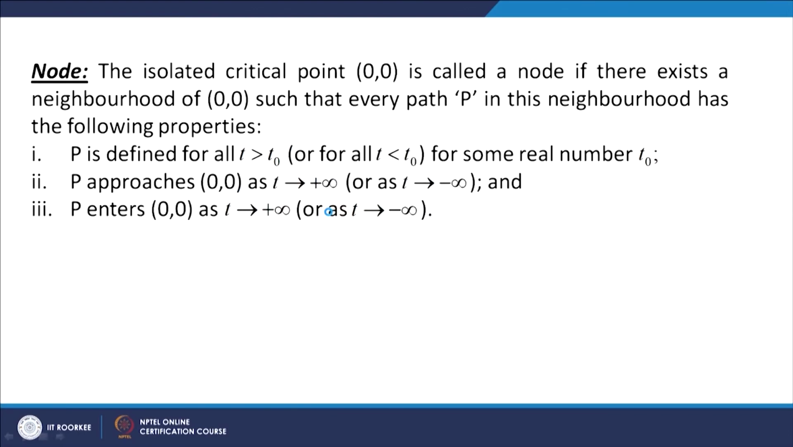Now we come to node. The isolated critical point 0 0 is called a node if there exists a neighborhood of 0 0 such that every path P in this neighborhood has the following properties. P is defined for all t greater than t naught or for all t less than t naught, for some real number t naught. P approaches 0 0 as t goes to plus infinity or as t goes to minus infinity, and P enters 0 0 as t goes to plus infinity or as t goes to minus infinity.